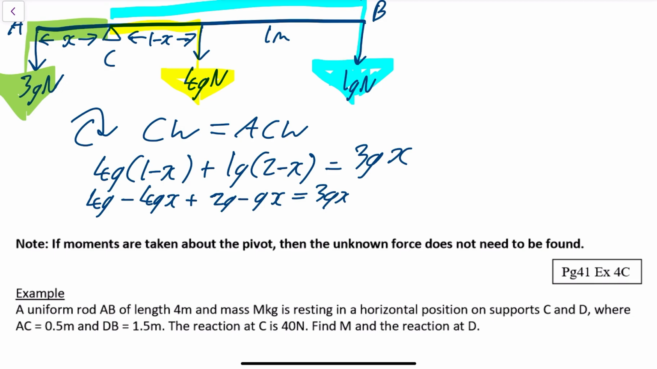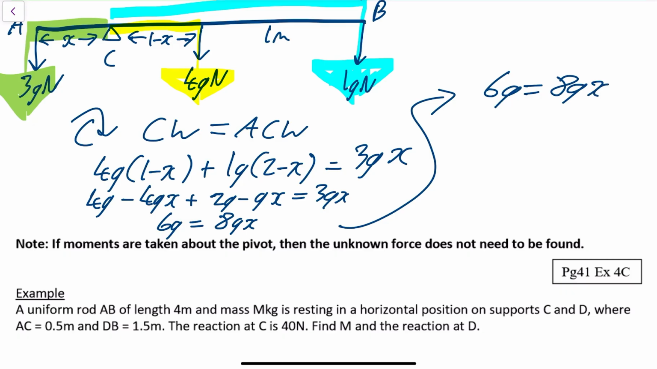Tidy up the left-hand side, you're going to get 6g. And tidy up the right-hand side, bring all the x's to the other side. You're going to have 3gx plus another gx plus another 4gx. That's going to be 8gx. Just write that again, 6g equals 8gx. Cancel out the g's, 6 equals 8x. And then 6 over 8 equals x. My x is 6 over 8, or 3 over 4, or 0.75 meters. And that's it.